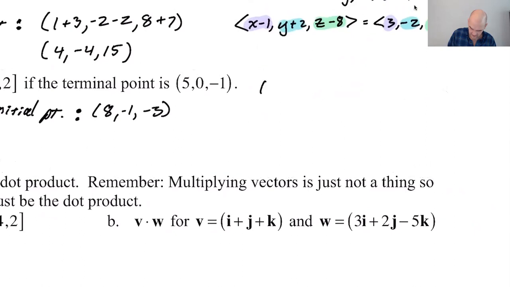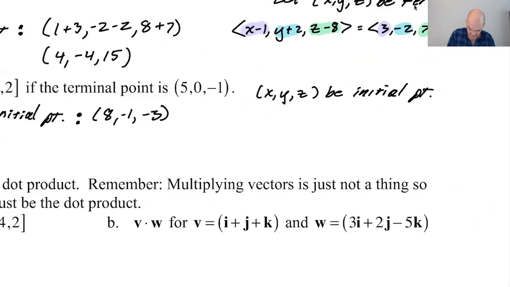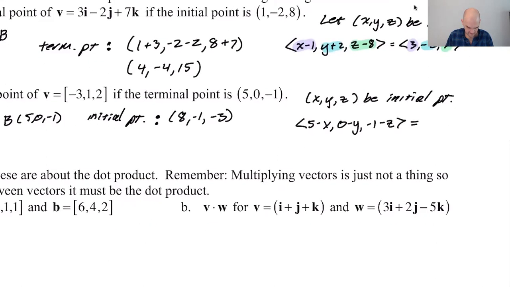Okay, so I think that's a mathematical way of doing it, but you might not like it so much. So if we do the whole thing, let x, y, z be the initial point. Well, we have to do terminal minus initial, right? So it's going to be 5 minus x, y minus 0, z minus, nope, sorry, because that's the initial point. So it's terminal minus initial: 5 minus x, 0 minus y, -1 minus z should be the given vector, -3, 1, 2.